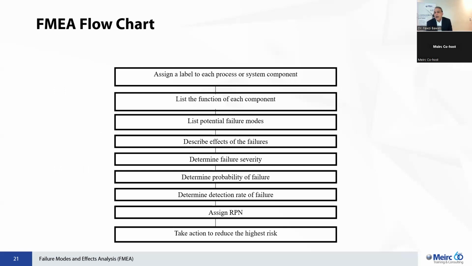Basically, we need to break down our process, list the functions, and then start putting the potential failure modes, the consequences, and then we engage in this quantifying of risk, where we would use this risk priority number, RPN for short, where we use severity, probability, and then the detection.